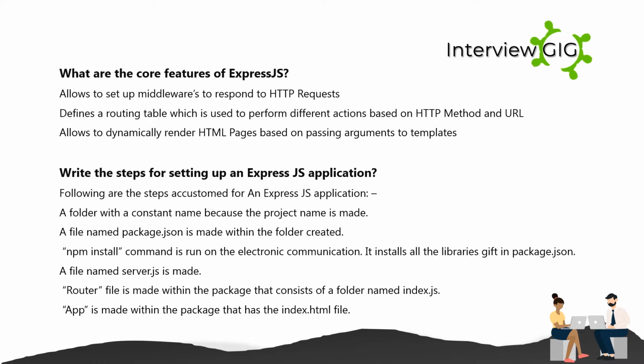Write the steps for setting up an ExpressJS application. Following are the steps for setting up an ExpressJS application. A folder with the project name is made. A file named package.json is made within the folder created. The npm install command is run on the terminal. It installs all the libraries in package.json. A file named server.js is made. A router file is made within the package that consists of a folder named index.js. An app folder is made within the package that has the index.html file.